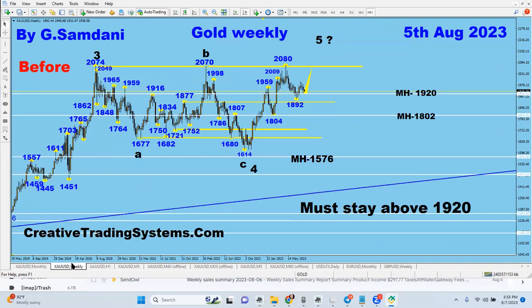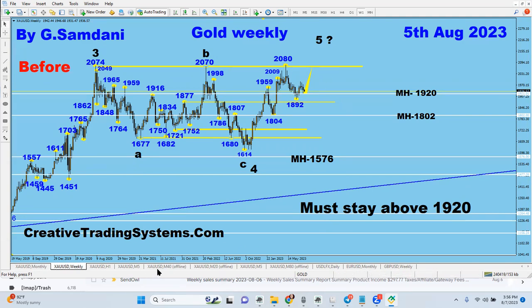Now, weekly chart, take a look at that. This is also the weekly chart I made, showing that, first things first, we need to stay above 1920 and go to 2074. If we break that, 2080 is gone, then we can go to the upside. We can talk about that later. For now, this is the target, but the immediate target is 1959, this one. So on the weekly chart, I said we must stay above 1920 in order to go to the upside.